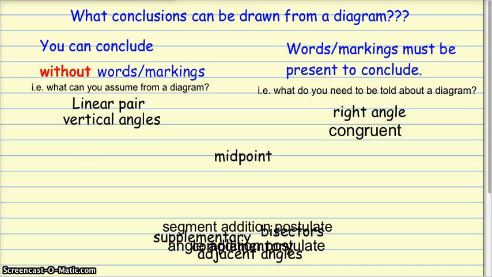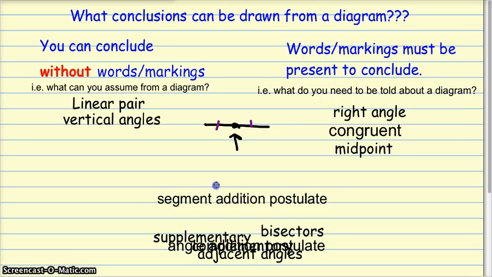Midpoint. If I were to draw you a segment and put a point on it, do you have any guarantee that that is the middle, the absolute perfect middle of the line? No, I didn't draw it so that it were perfect. I just threw it on there. So what you would need to see is you would have to see markings indicating that that thing's a midpoint. So a midpoint is not something that can be assumed. It is something that you have to be told using words or markings in a diagram.